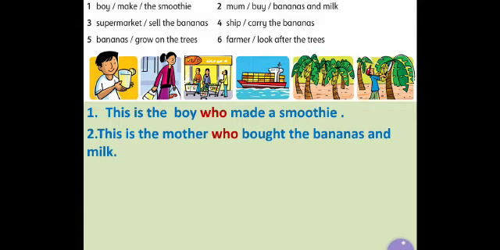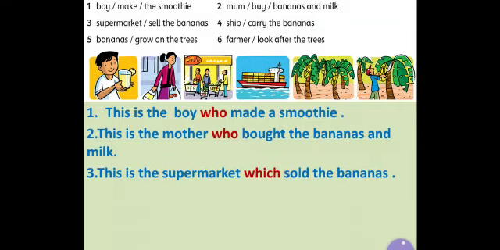The next sentence, mom buy bananas and milk. How can we make up these words using the relative pronoun? Of course, this is a mother who bought the bananas and milk. We use who here because who is used for people.